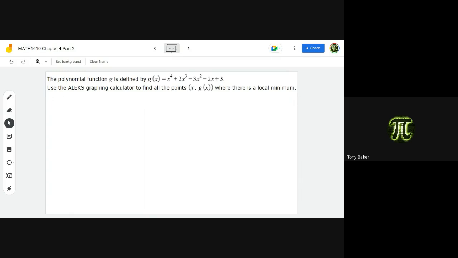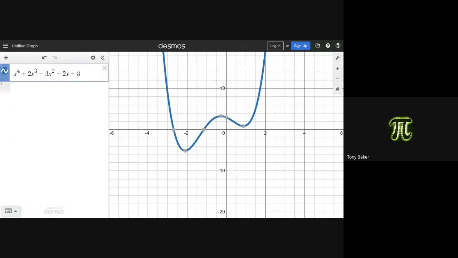So when we're doing a problem like this, you're just going to go to Desmos and put it in. I'm not switching over yet because I need the actual problem. And this one's asking for where there's a local minimum. All right, so here's my graph. If you didn't finish writing the problem down, there's the problem. And we're looking for local minimum.